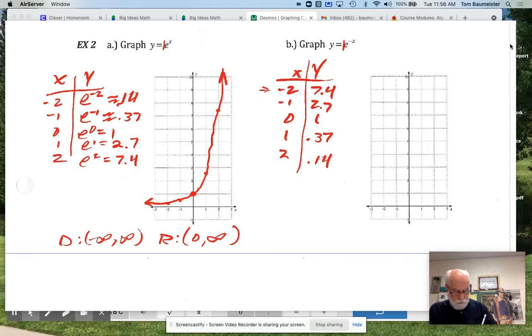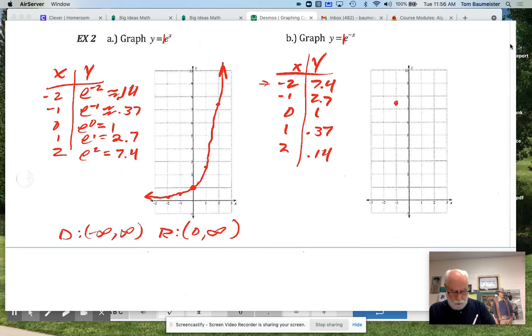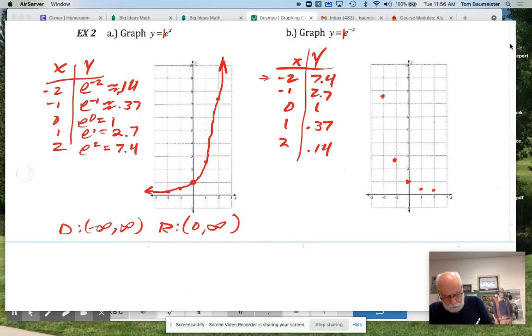So 7.4 would be about here. 2.7, excuse me, I put that in the wrong spot. It would be 2.7 for -1. So 1, 2, 1. And again, the x-axis is still acting as your asymptote.